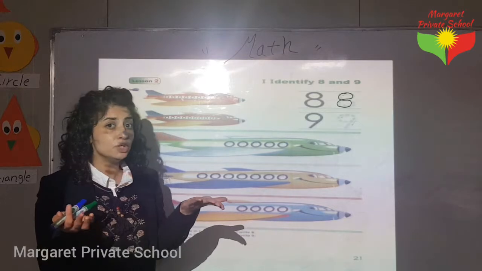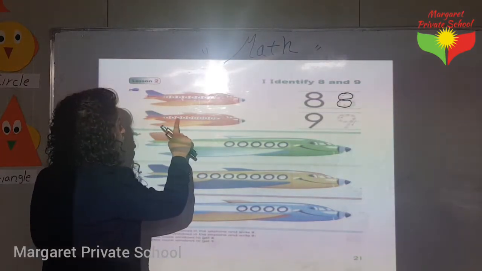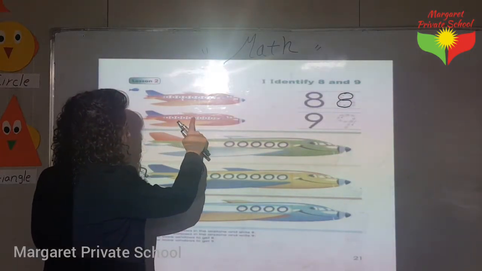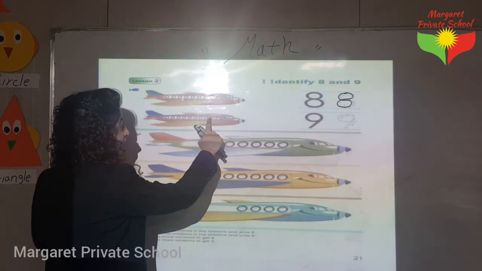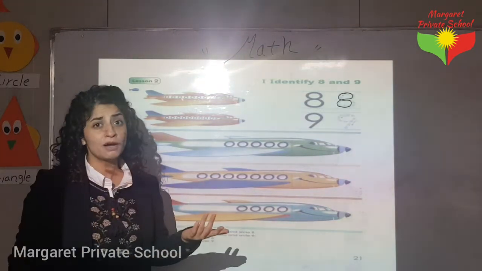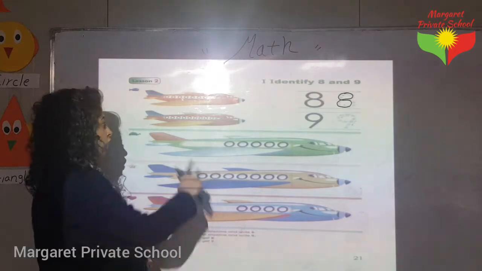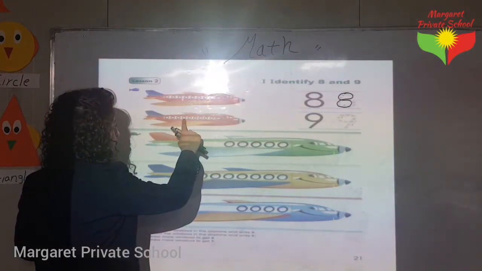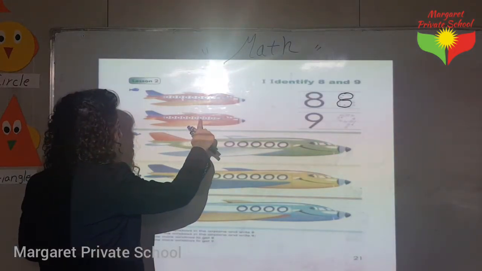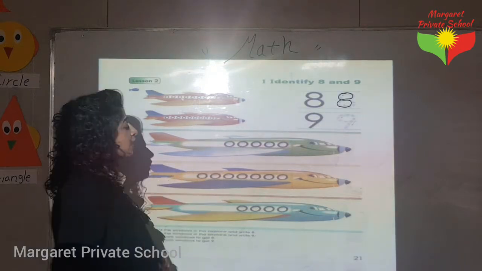Let's counting 1 2 3 4 5 6 7 8 9. Can you repeat after me? Let's count it, all of you. 1 2 3 4 5 6 7 8 and 9.